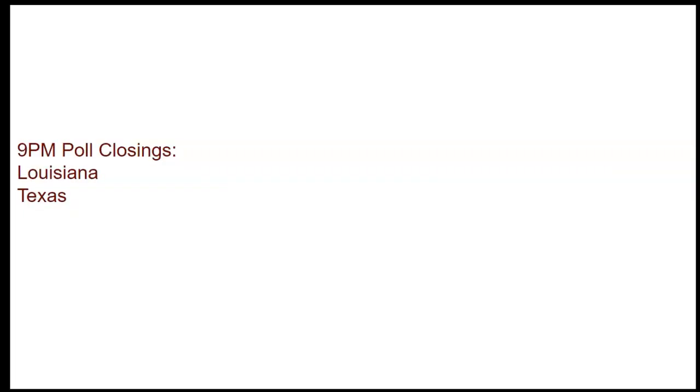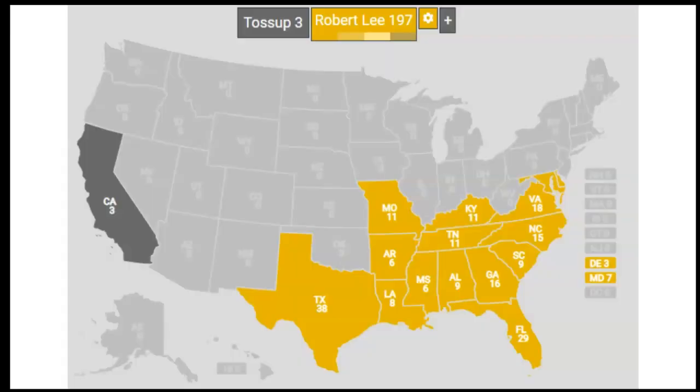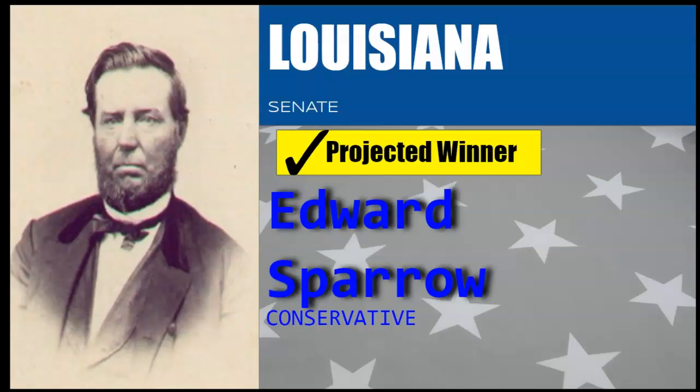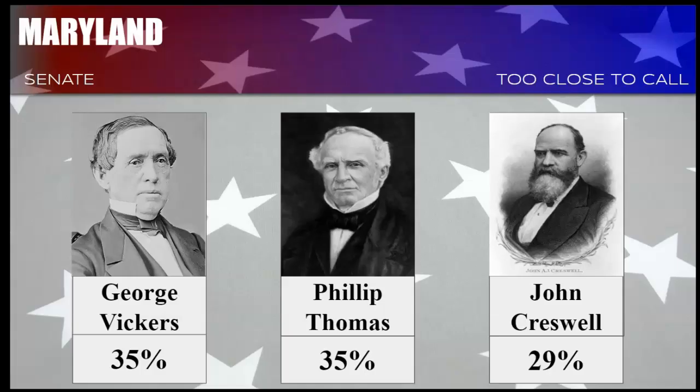We now have poll closings out of 2 states, Louisiana and Texas. And Robert Lee will go on to win both Louisiana and the state of Texas, adding to his electoral vote count of 197 right now. Out of Louisiana Senate race, Edward Sparrow will be re-elected to another term in the Senate. And we can now make a call for the Conservative Party out of the state of Arkansas. They will flip the Senate seat as Augustus Garland will win his first term to the Senate, flipping the seat from purple to blue. Out of Maryland Senate race, too close to call.